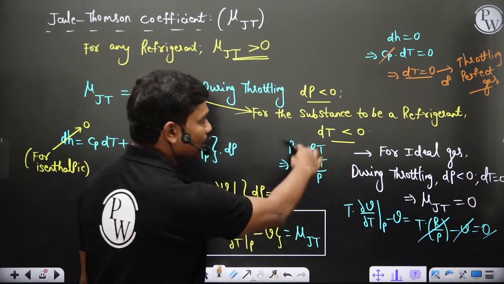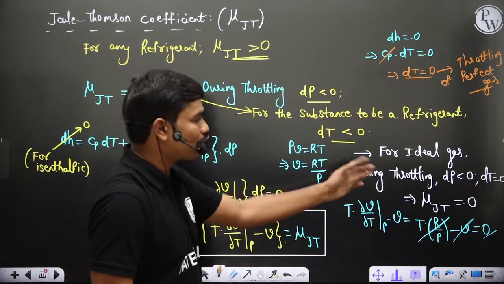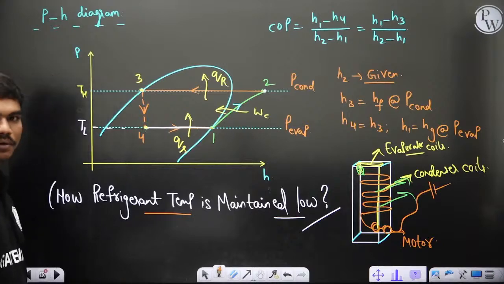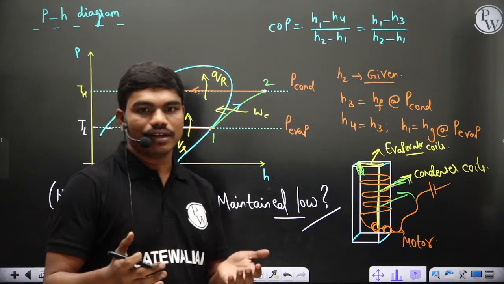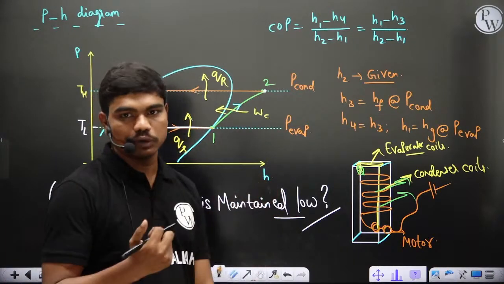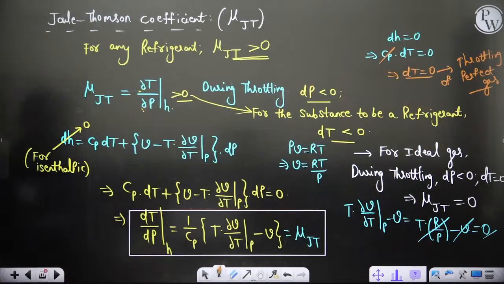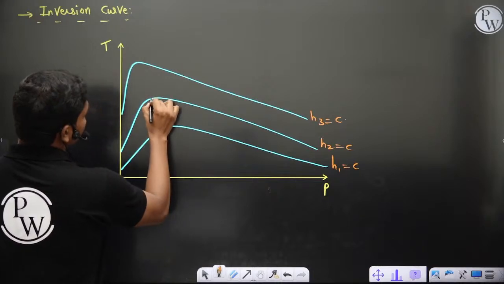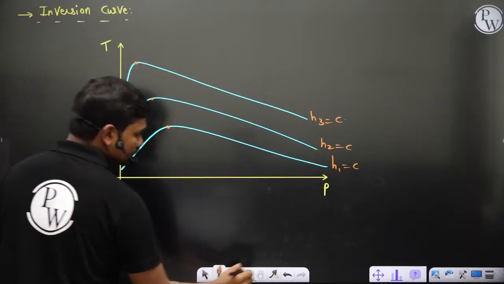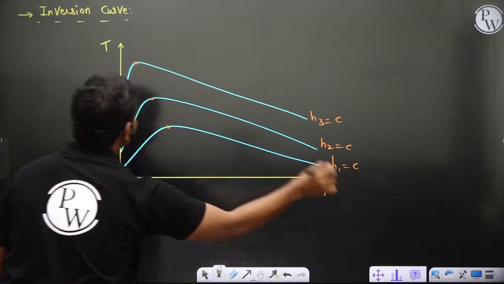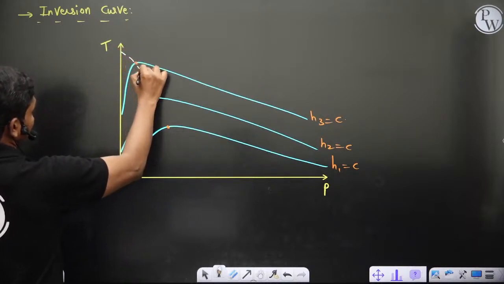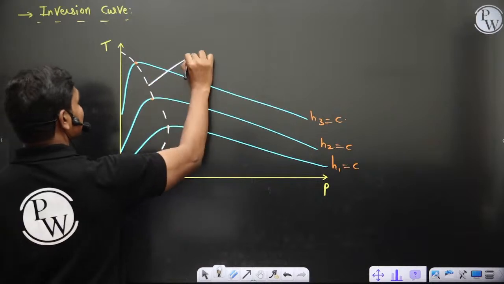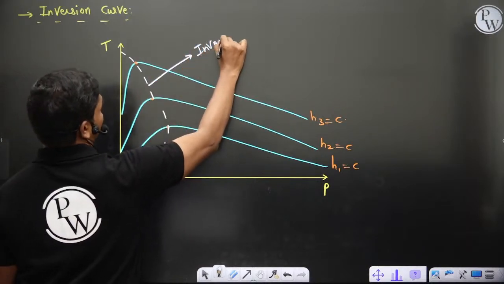All this stuff might have been taught to you in basic thermodynamics. Since you asked how low temperature is maintained, we choose a refrigerant which has a positive Joule-Thomson coefficient. That's it. At this point you can see all these are constant enthalpy processes. If you construct a curve like this, you will eventually be able to make a curve like this. This curve is called the inversion curve.